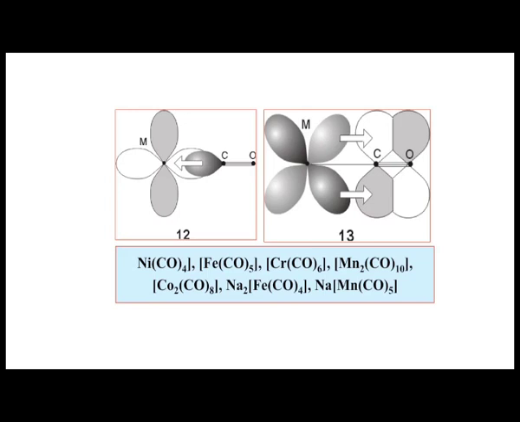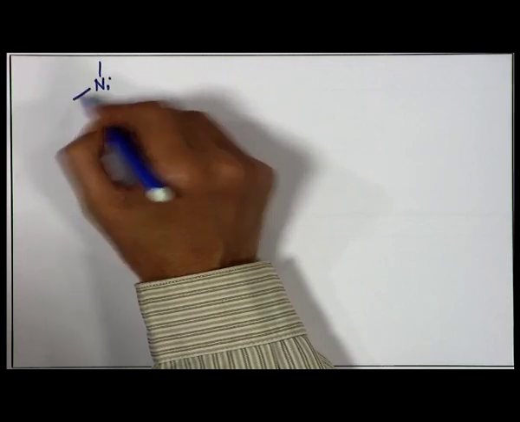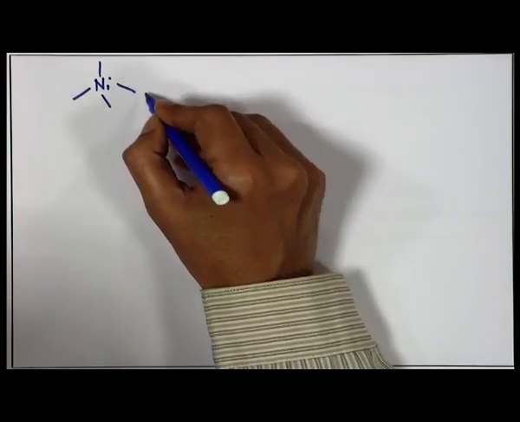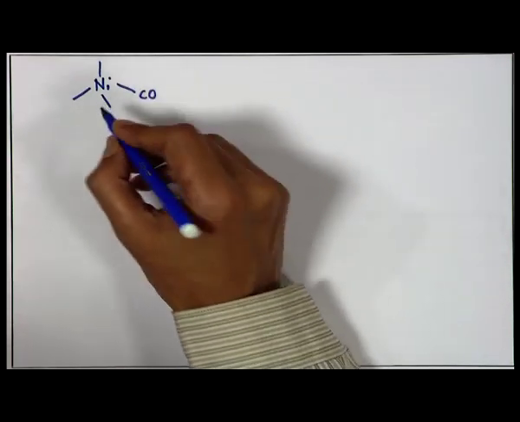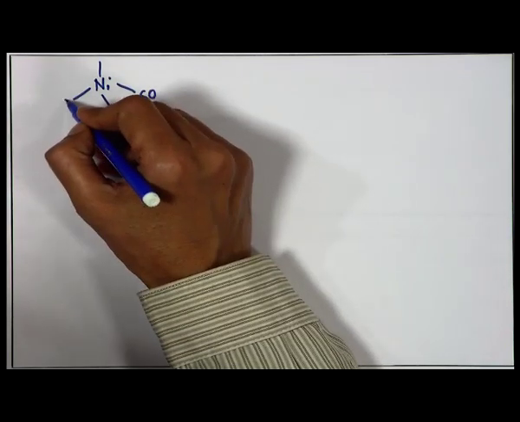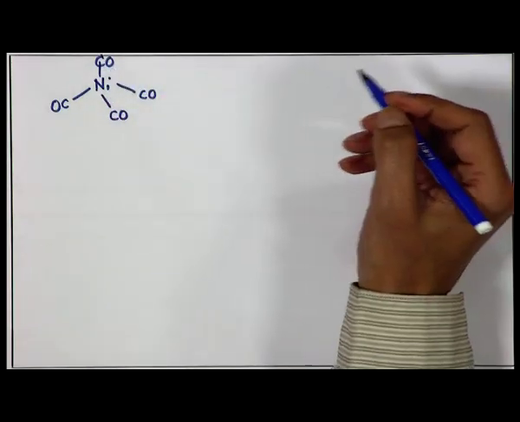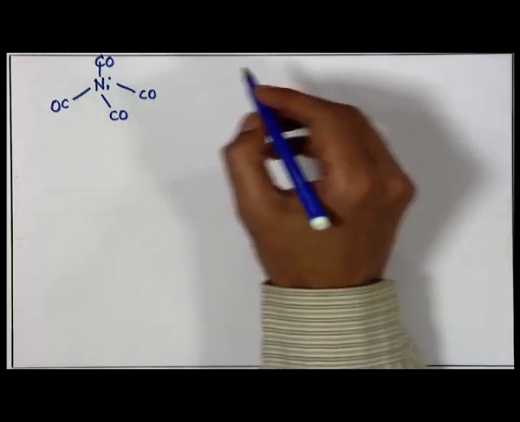So, in the zero oxidation state we can have several such compounds, and these are very good examples of simple carbon monoxide as the ligand. So, we have the nickel, and this nickel is coordinating to COs which are tetrahedral in nature. These 4 COs will be giving rise to this.